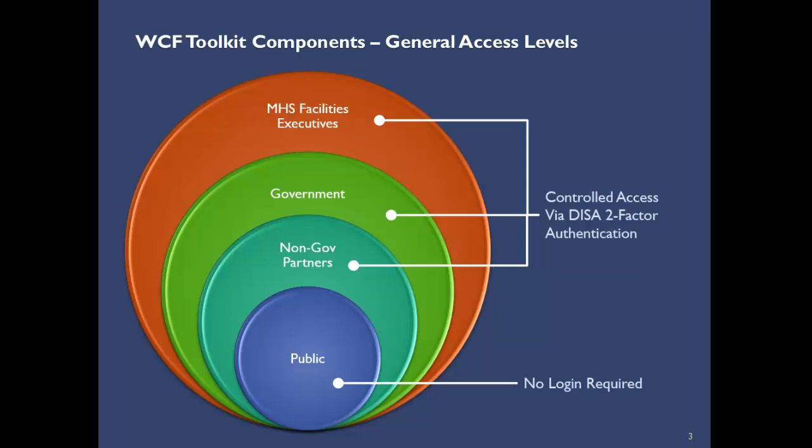There are 4 basic levels of information: public, which requires no login to the system to access, and then 3 primary levels of controlled access required for information relating to non-government or contracted partners, federal government, and MHS facility executives. Access is further controlled within each respective tool. The additional controls will be discussed with the individual tools making up the toolkit. There is no personal health information, or PHI, or personal identification information, PII, stored in the toolkit.